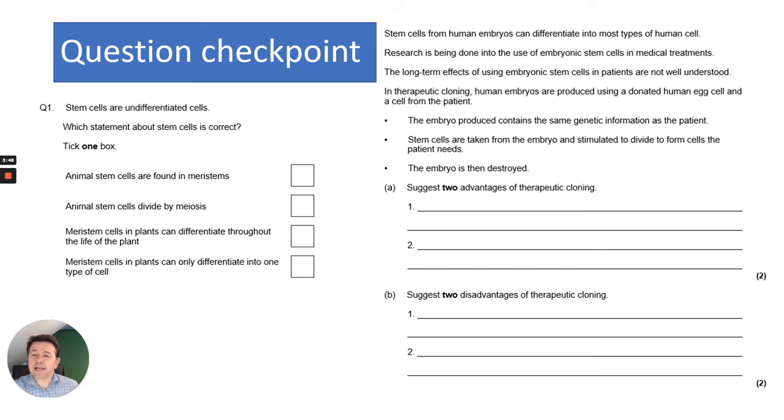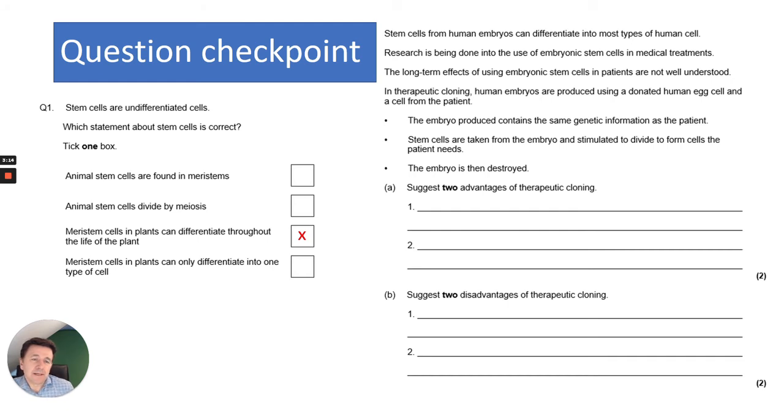Okay, so let's look at the questions. So first one is quite simple. So stem cells are undifferentiated. Which statement about stem cells is correct? And you literally need to go through the list, and you'll find that actually meristem cells in plants can differentiate throughout the life of the plant. It's a case of going through each one and seeing which ones are completely incorrect, and therefore you can find the correct one.